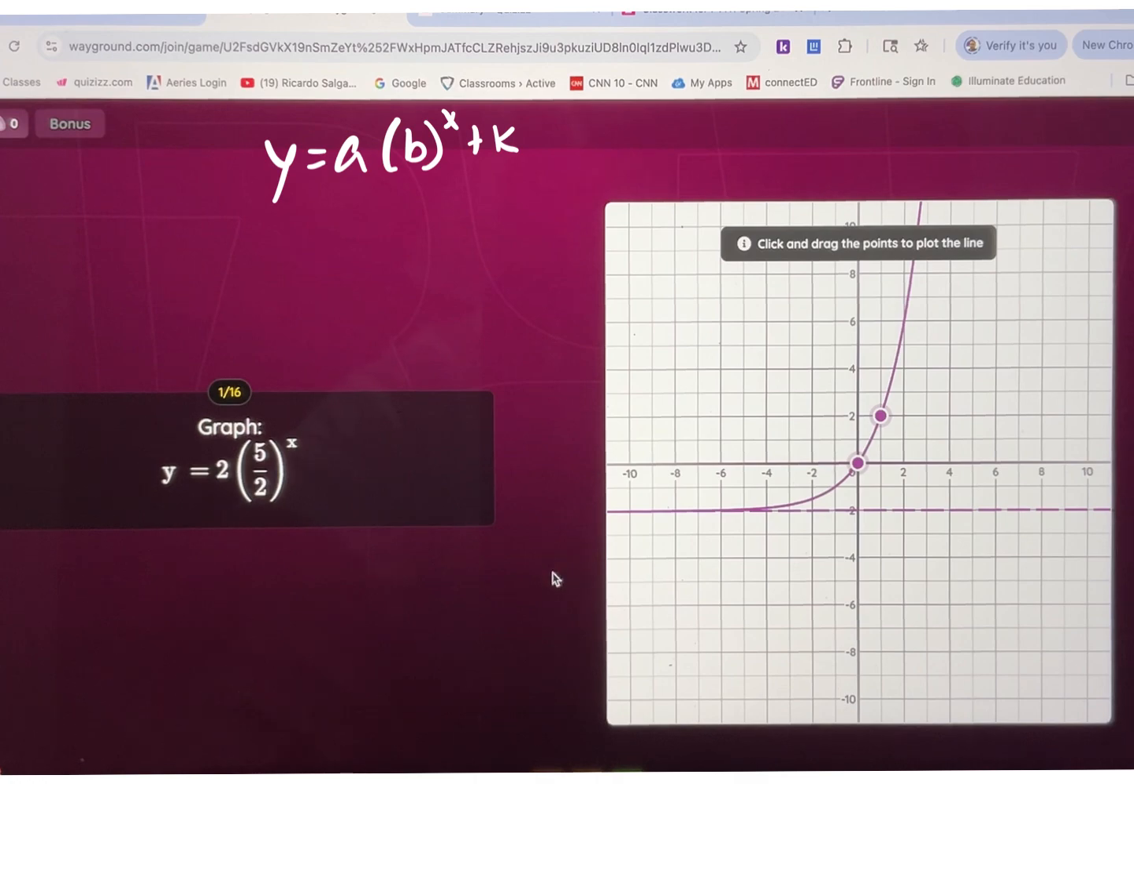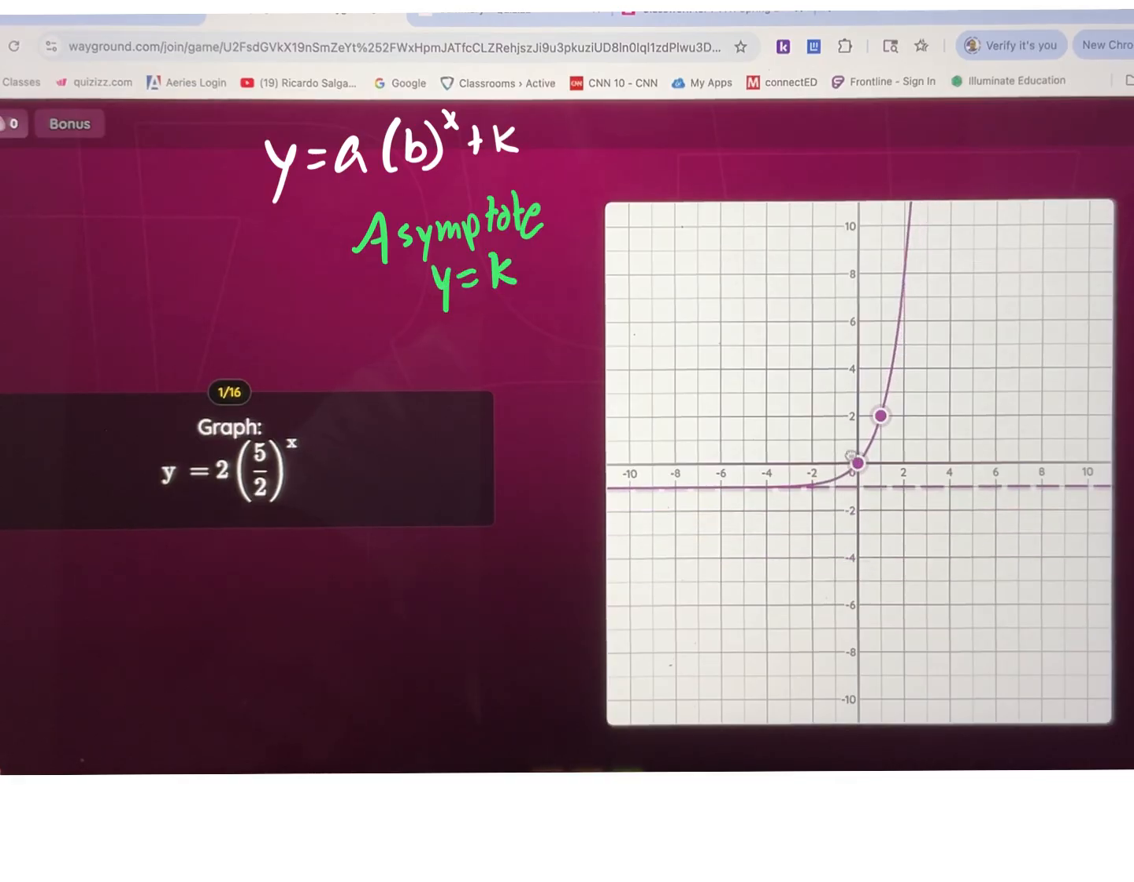Nothing, which means that the asymptote that you see right here, currently at -2, we need to move it up to 0. But if you try to move it up, it won't let you get there, right? You can move it up or down, but it won't let you get there because there's already a coordinate at 0. So first move this coordinate out of the way, then move this up to 0.